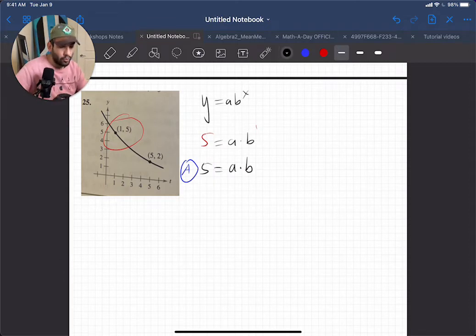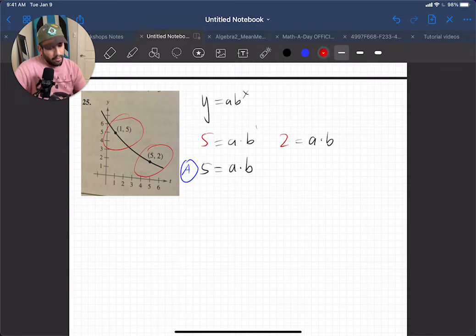Okay, the next coordinate is (5, 2). So when x equals 5, y equals 2. Let's plug that in. So I'm going to have 2 equals a times b to the power of 5. Check how gnarly that's going to look. It's just 2 equals a times b to the power of 5. Honestly, I took this from a calculus textbook because this particular student was covering that.